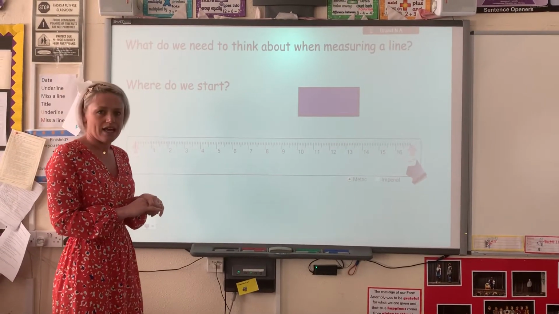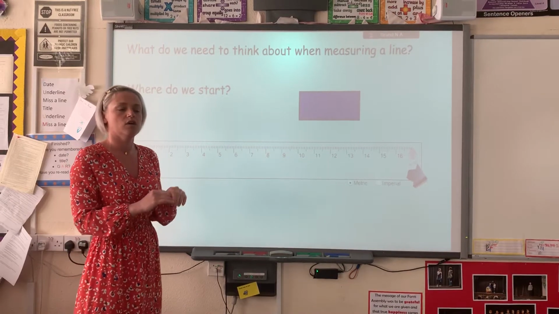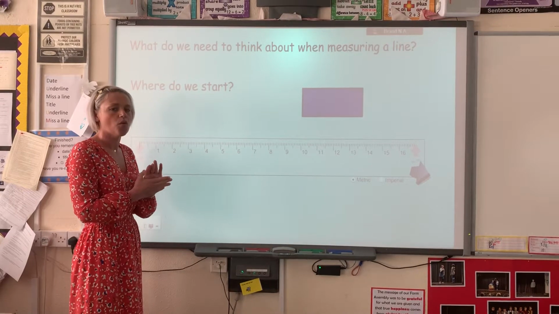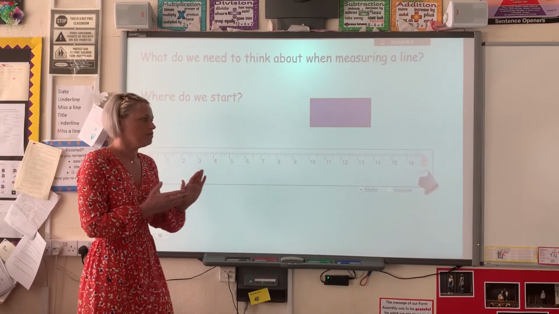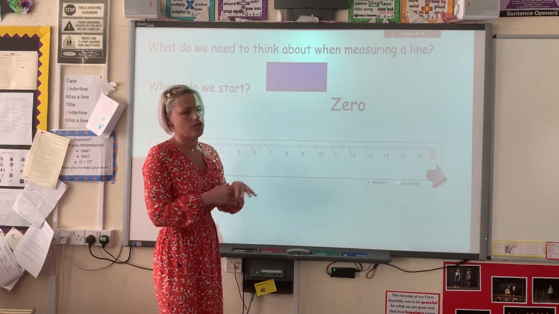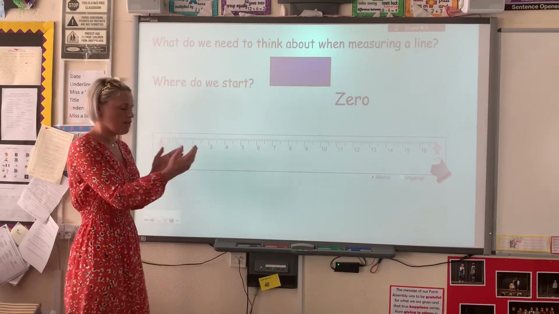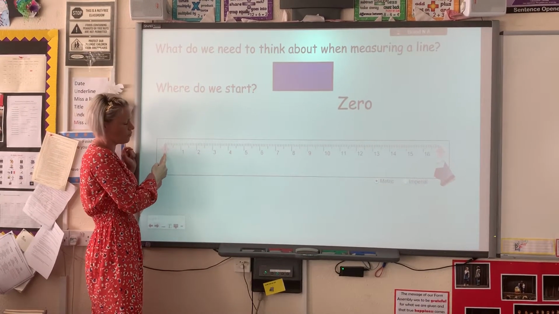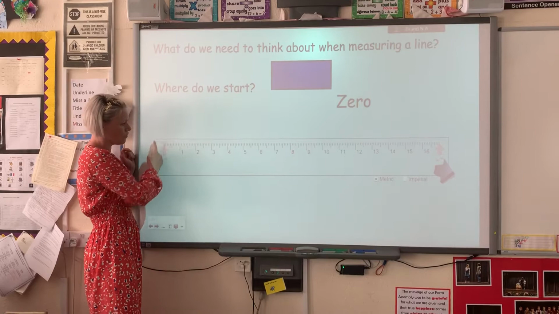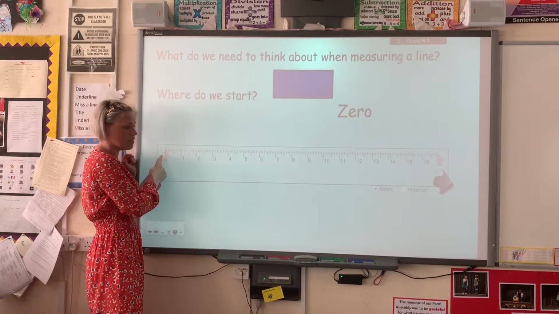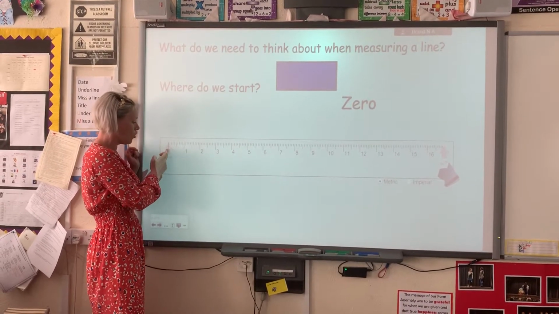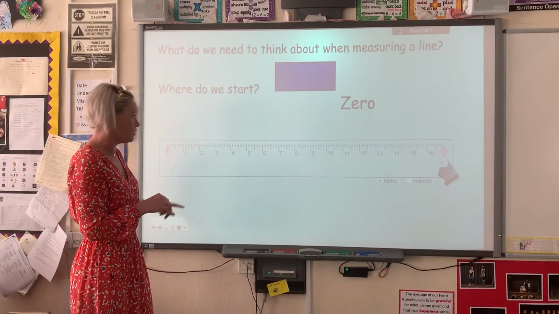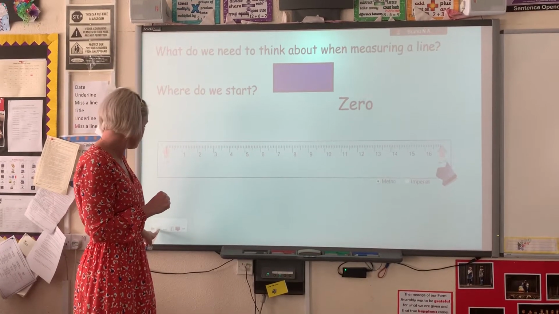So when we're measuring a line, it's really important that you line up your ruler correctly, and you've always got to start from where? Anybody know? That's right, it's 0. So on some rulers, your 0 won't be right at the end like it is here. We've not got a 0 here, but this arrow shows where the 0 would be. This is the edge of the ruler. Now what you don't start doing is measuring your line from this line here. You've always got to start from the 0, otherwise you won't get a true measurement for the line that you're measuring.